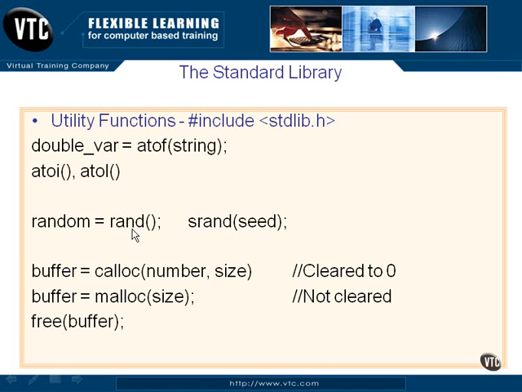calloc is memory allocation, and you tell it how many objects you want, a number of objects of a particular size, and calloc will obtain enough memory to hold the number of objects of that size, and it will clear them to 0 before giving you back a pointer to that memory space. malloc does exactly the same thing with just the size parameter, but it does not clear out the memory, and it, of course, returns a pointer to a buffer. free of buffer will return the memory back to the storage pool. It will release it back to the operating system to hand out to other programs.